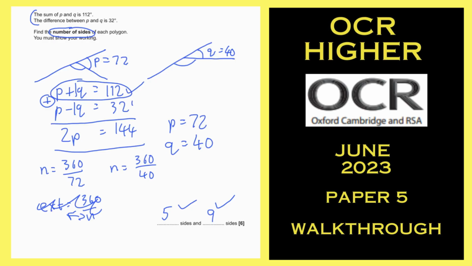You get a couple of marks for coming up with the equations, 1 mark for elimination, 1 mark for a good attempt to solve, and there's your other 2 for your big 6 marker.